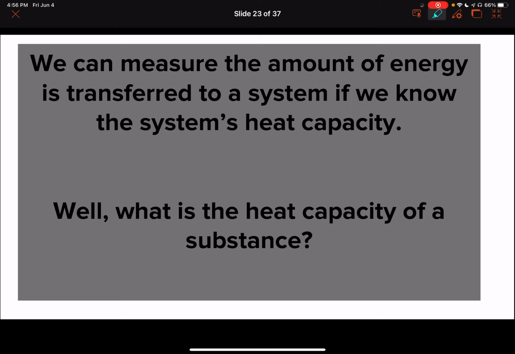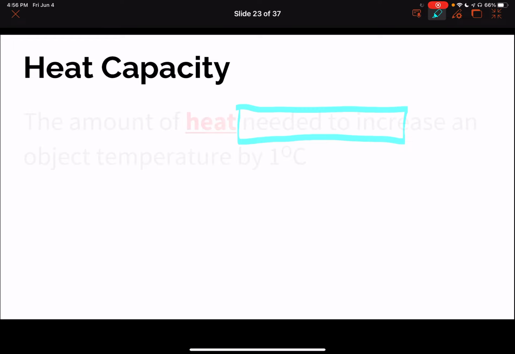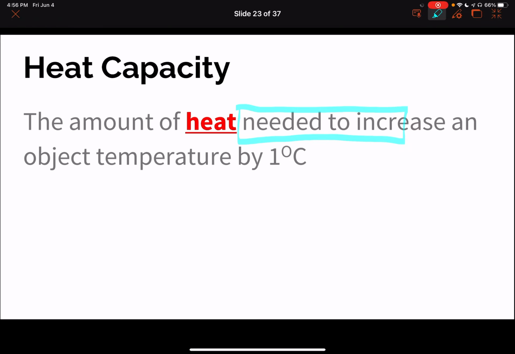So, if we can measure the amount of energy that's transferred to a system, we know a system's heat capacity. If we look at something's capacity, it is how much it can take on. So, what is the heat capacity of a substance? Well, heat capacity is the amount of heat needed to increase the object's temperature by 1 degree. So if we're looking at heat capacity, it is mass dependent. Depending on the amount of mass you have, it changes its heat capacity.